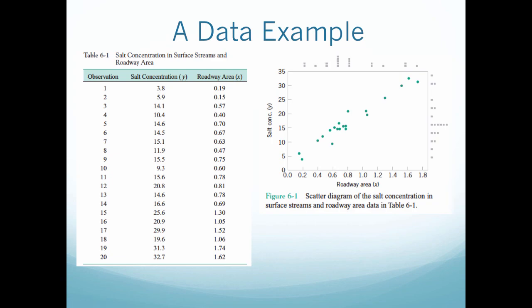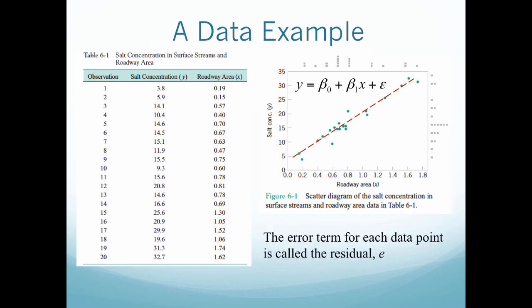That looks like a pretty strong relationship, right? Those data values are all pretty clustered together like this. So if I want to come up with a model, or a linear model, for that data, I'm going to draw a line right down the middle of those values. That line could be represented by y equals beta naught plus beta 1 x plus epsilon.